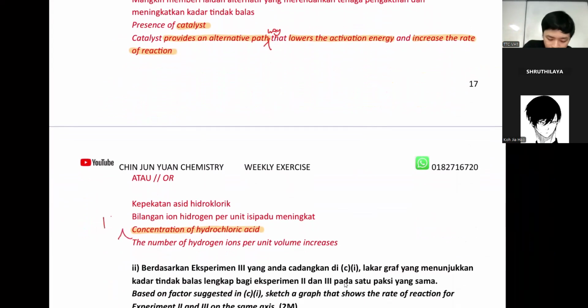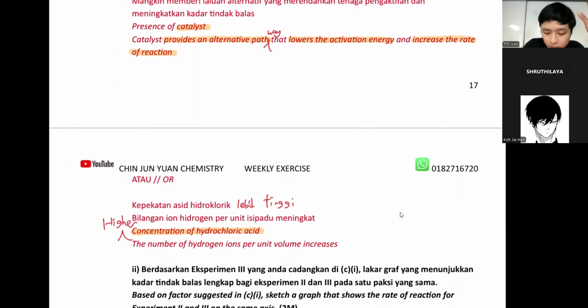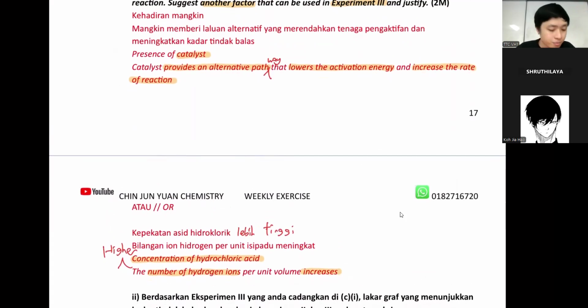Sorry, I think I should put higher concentration of hydrochloric acid. In Malay is lebih tinggi. So for concentration, you can explain the number of hydrogen ions per unit volume increase.